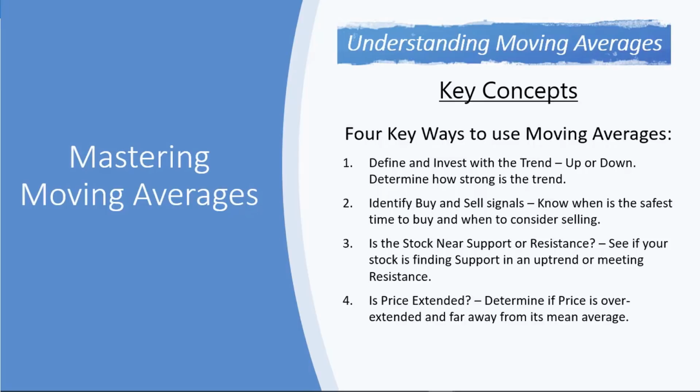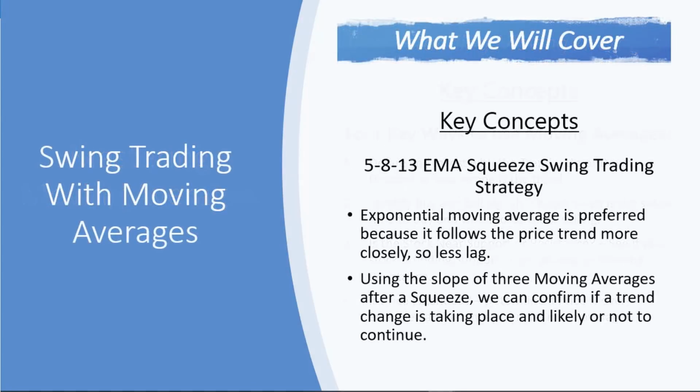And then, is price extended? Determine if price is overextended and far away from its mean average. So moving averages are just that, they're averages. So going back to basic statistics, the further away something is from its average, the more likely it's going to revert back to it. Sometimes it's imminently, just depending on how far away and how overextended price is from that moving average. So expect that. Gives you a nice warning signal to help protect gains a little bit when you see that, because again, more likely it's going to come back towards that moving average.